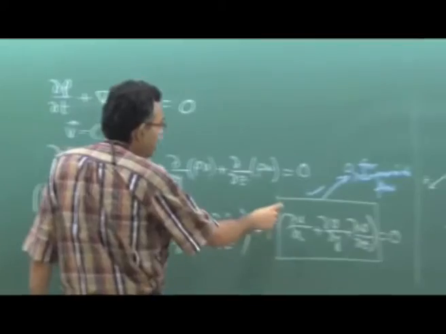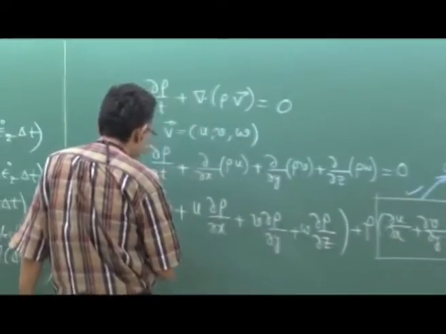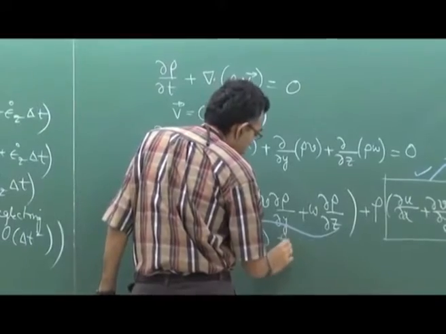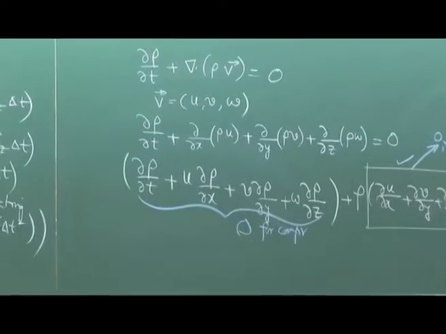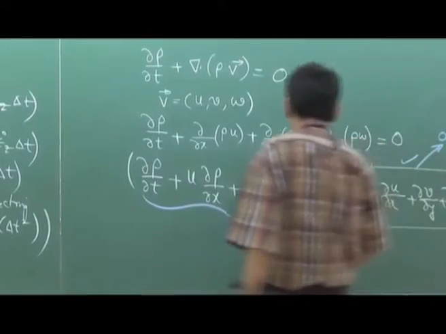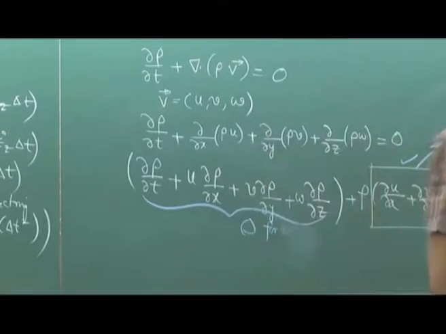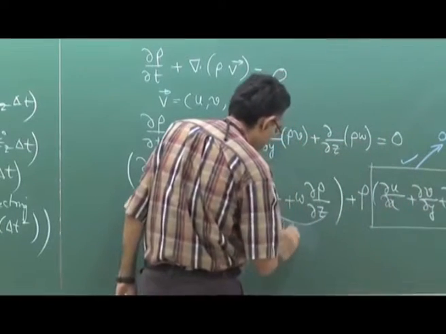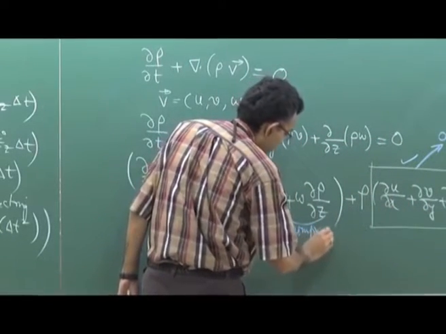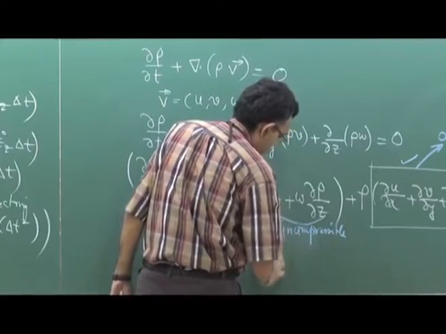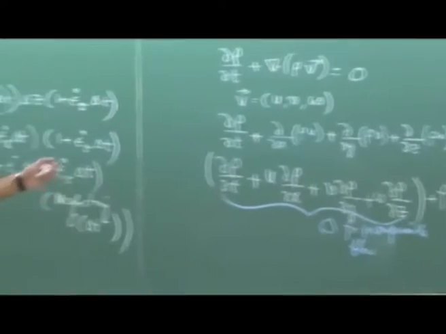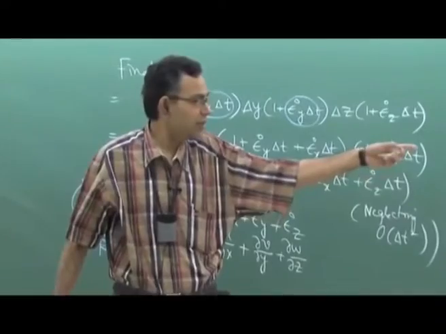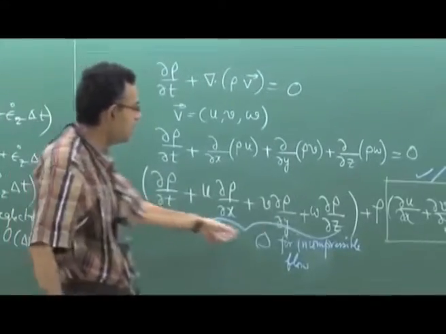Now, if this is 0 for incompressible flow, then this also must be 0 for incompressible flow, because the sum total has to be 0. So, if the term in the square box is 0, this curly term should also be 0.